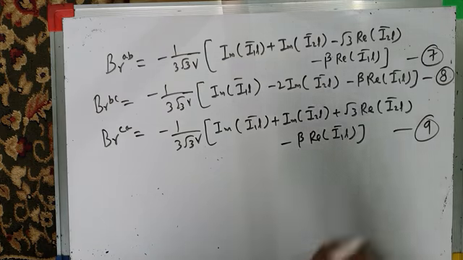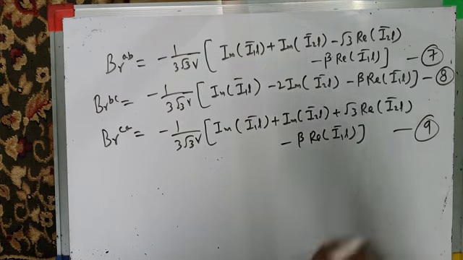As an example, we can take one susceptance. Let us say B gamma BC we take and try to represent that in terms of load currents. So what is B gamma BC? That's susceptance of BC branch. We already know it is minus 1 by 3 root 3 V into imaginary part of positive sequence component of current minus 2 times imaginary part of negative sequence component of current minus beta into real part of positive sequence component of current. Now we have the data for positive and negative sequence components of current. This is the positive sequence component of current. We can substitute here and here. And this is the negative sequence component of current in terms of actual line currents. We can substitute it here.